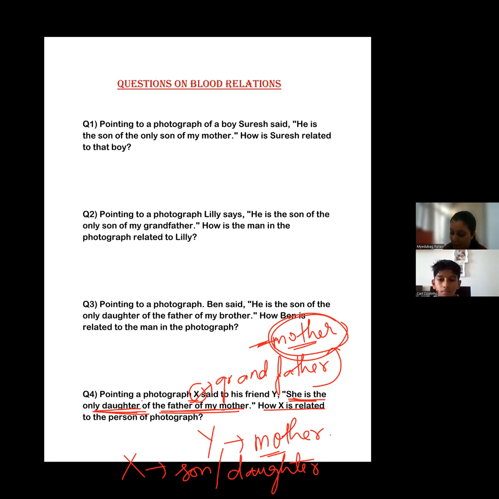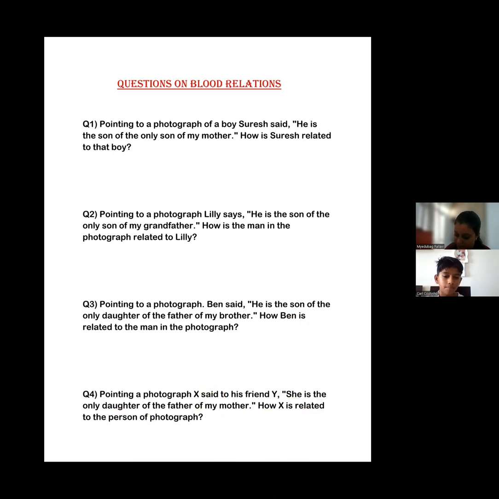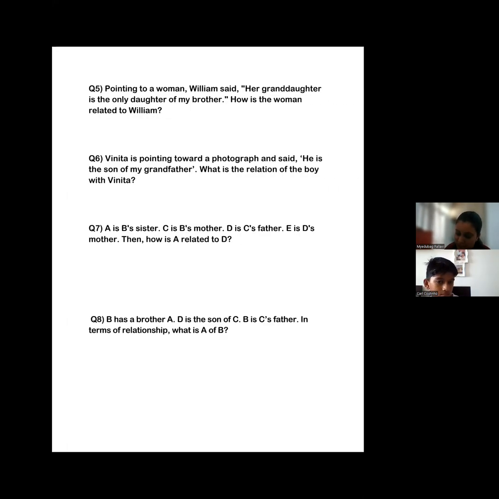Okay, so the gender of X is not clear from here. If it is given in the question, then well and good. Otherwise, we'll just mention that it can be either son or daughter. Okay. Let's see the next one.